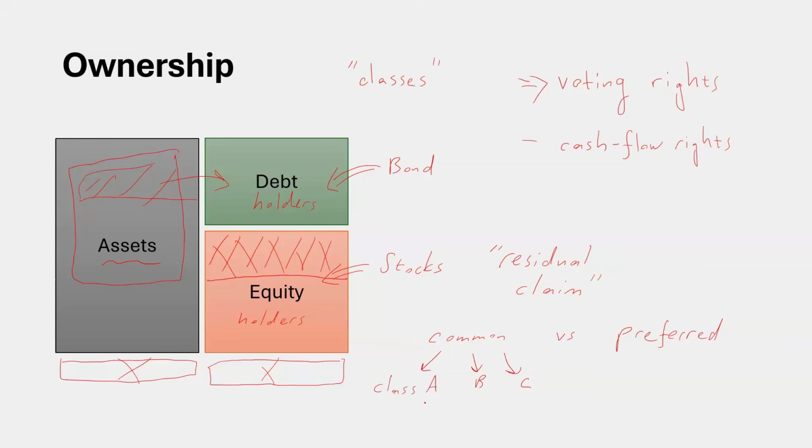So for example, certain class of shares might have substantially more voting rights than others. And you might wonder why this would be the case. This is basically a mechanism for entrepreneurs to maintain control of their companies after taking them public, right?